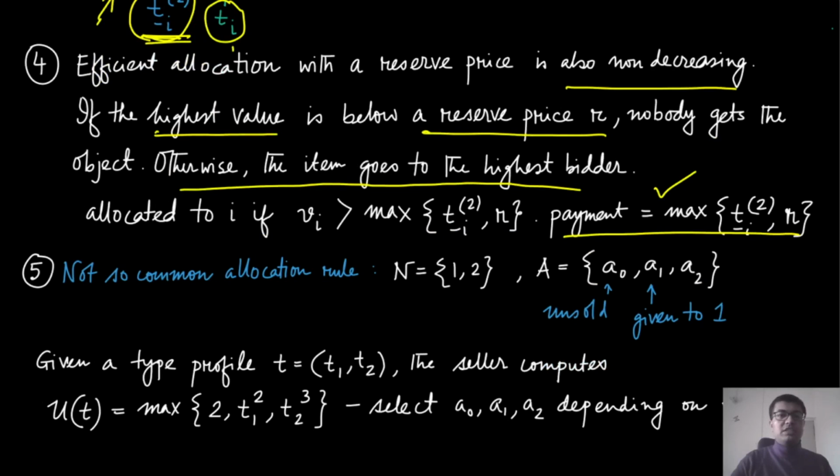Now these are all standard things we can in some sense relate to, but there could be very weird allocation rules which are also implementable by the results of Myerson. So let us look at one such case.